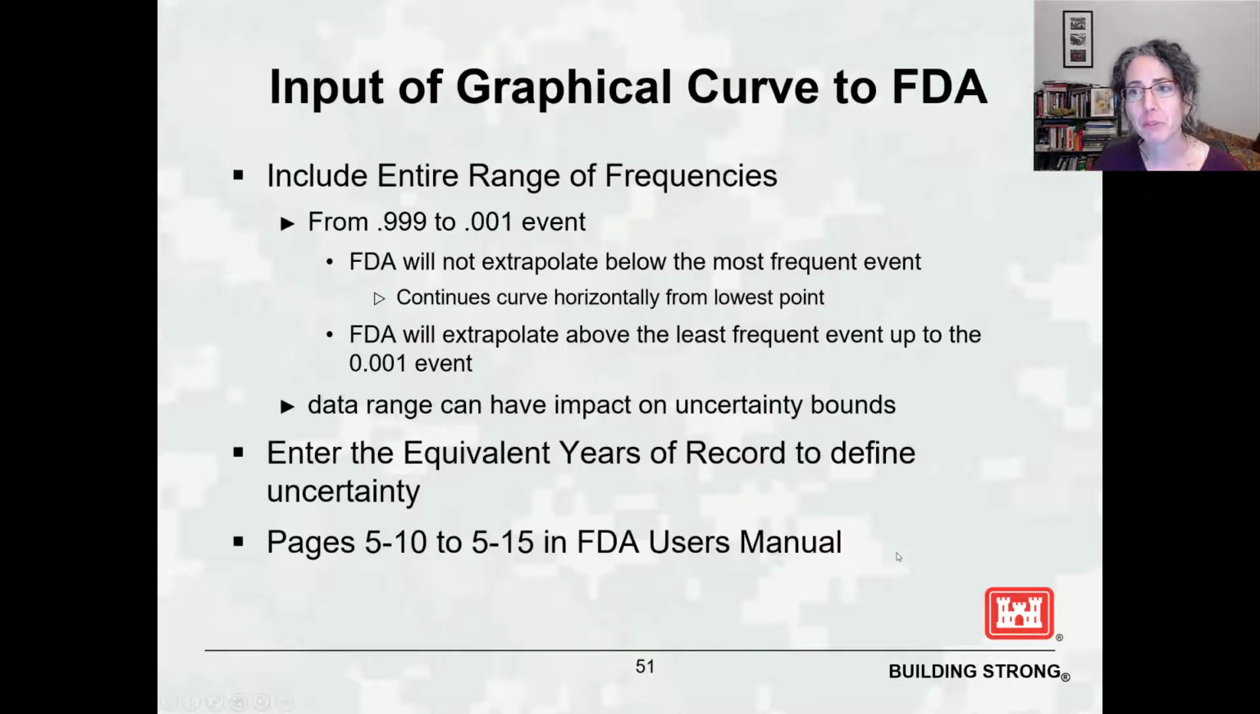When entering this table, it's important to remember that we have to describe the entire range of probability. Right? FDA will not extrapolate below the lowest or most frequent event, but it will extrapolate above the highest or least frequent event. But the range of values that we describe can affect the computed uncertainty.